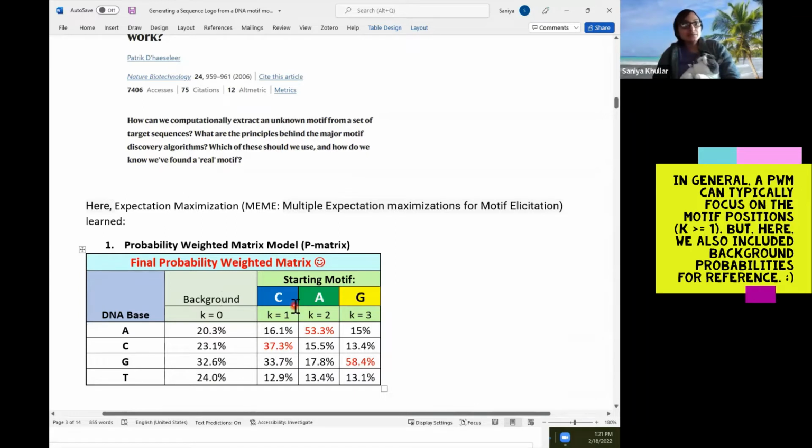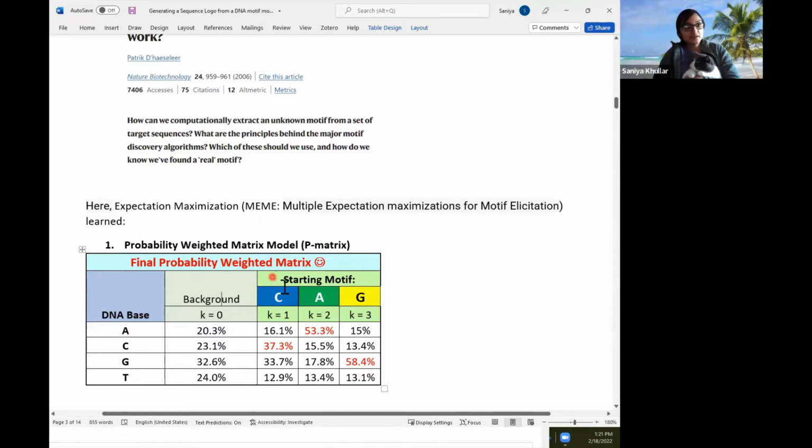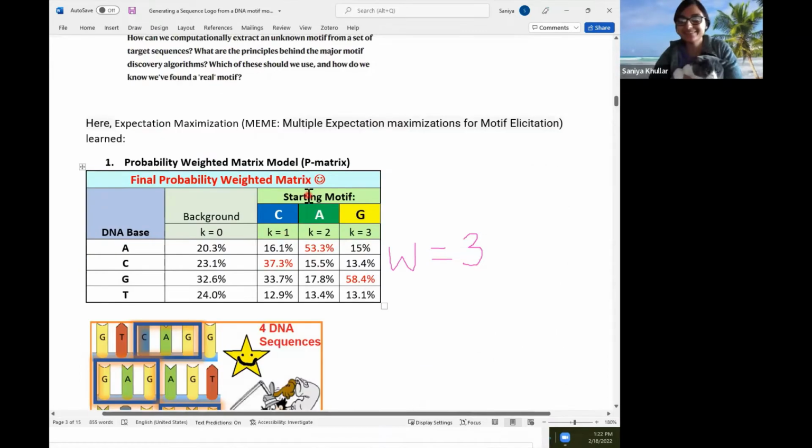And then what we see here is the following. We see that for each position in the motif that we wanted to be 3 long, our width W was 3. We basically say that these are the probabilities that we would have a given base in a particular position of the motif. In the first position of the motif, we have a 16.1% chance of an A being in the first position, 37.3% chance of C being in the first position, 33.7% chance of G in the first position, and 12.9% chance of T in the first position, and so on.